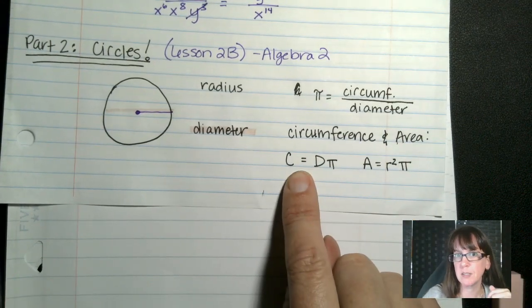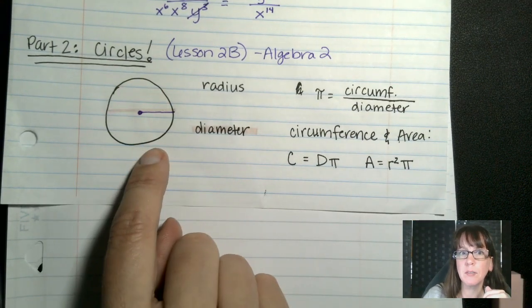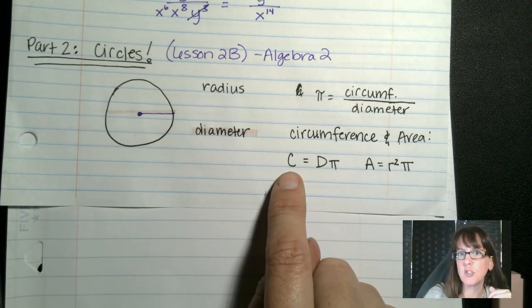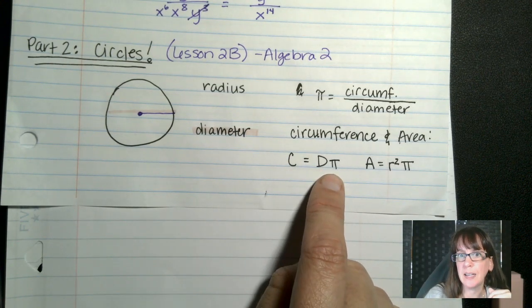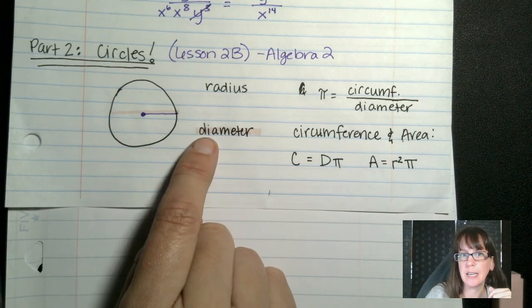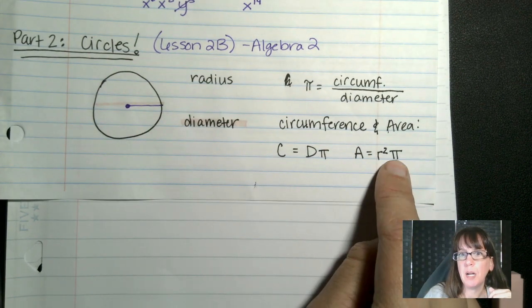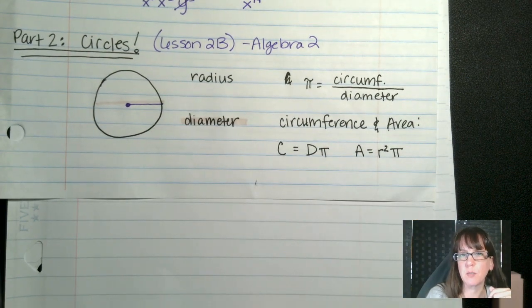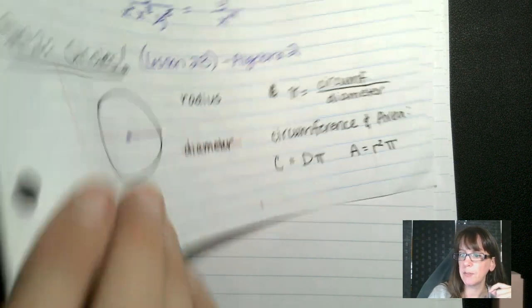Here are your formulas. Circumference, remember, is the perimeter of a circle. And the way I remember this is cherry is delicious pie, and your D stands for your diameter. Apple pies are 2. So that's a way to remember your area formula as well. So with that information, let's take a look at some of these questions.